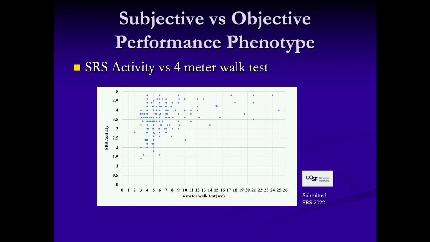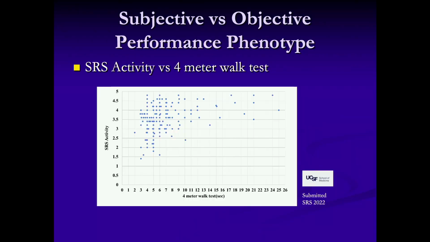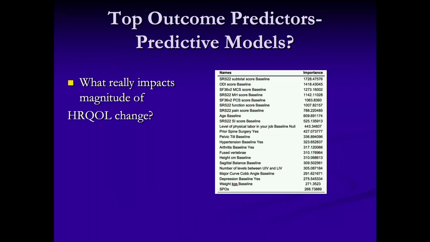Another is going to be re-envisioning the way that we look at patients' alignment and their activities that we're trying to estimate in terms of their ability to improve after surgery. So it had all been previously static alignment. Let's look at this for a moment and take a little bit of a deeper dive. When we look at the SRS activity score, which is a subjective score, versus a 4-meter walk, there's nearly no relationship. So what patients say they're doing versus how they're actually performing in a gait analysis or a walking test is quite different. So what really impacts HRQOL change after surgery?